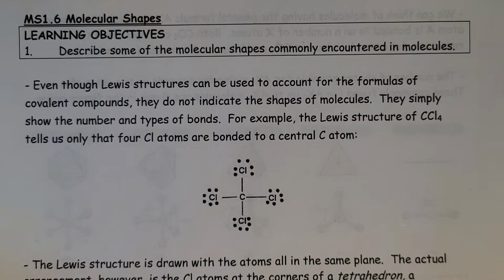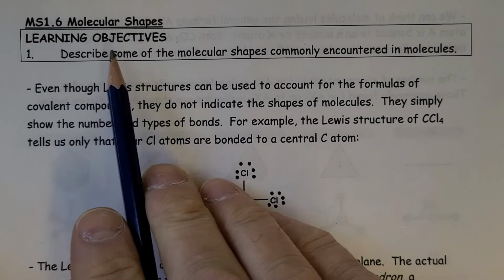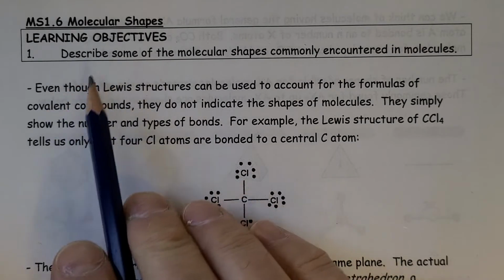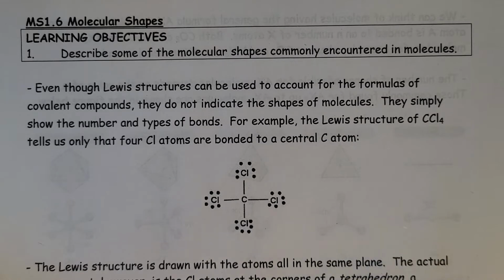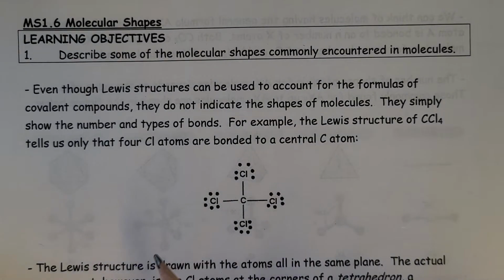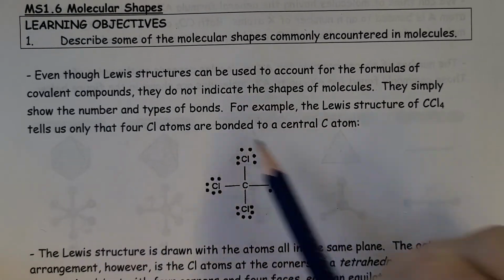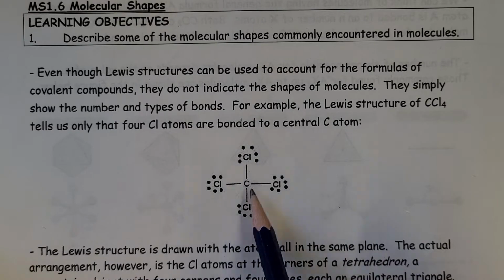Welcome back, Chemistry 30. This is the MS1.6 Molecular Shapes section. Here we'll look at describing some of the molecular shapes commonly encountered with molecules. So you should have done that molecular geometry lab and have seen how this comes together in a three-dimensional view as opposed to a two-dimensional view such as this carbon tetrachloride.